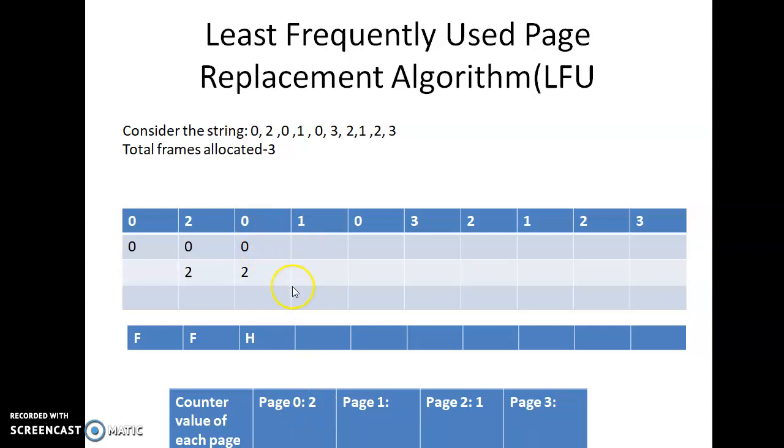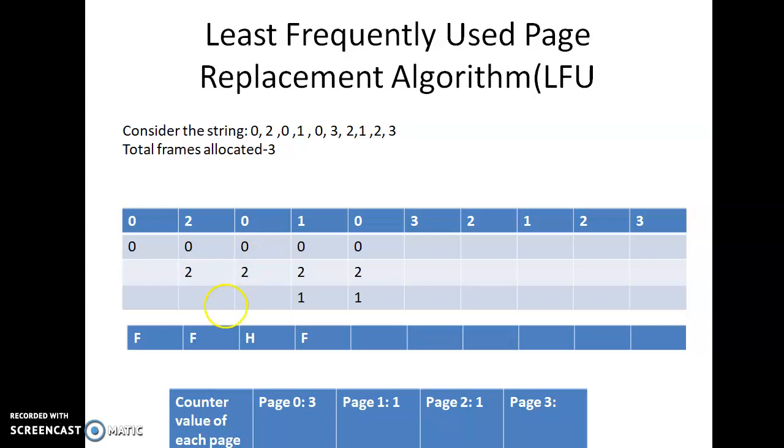The next page that is referred is 1. It is not present in the memory, so it will be brought into the memory, and at this moment a page fault will occur. As it is referred the first time, the counter value of page 1 will be increased by 1. Now the next page that will be referred according to the reference string is page 0. It is already present in the memory, so a page hit will occur and the page 0 counter will be increased by 1.